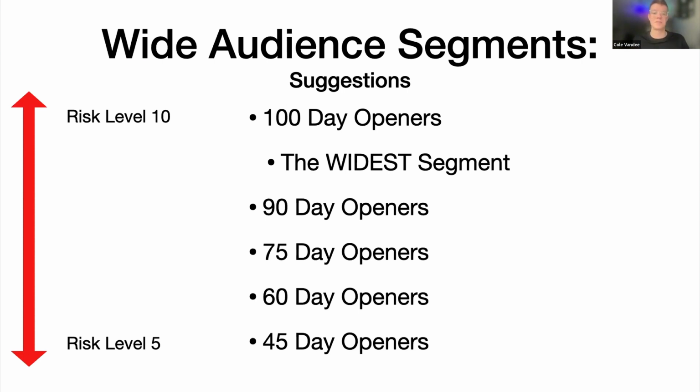Yes, yes. So the people that you mail in your 100-day openers will also include your 90-day, your 75-day, your 60-day, and your 45-day. So all this is doing is just adding more people to who you're mailing. Does that answer that question for you, Mark, in a clear way? Yes, perfect. Hopefully that answered it for others as well.